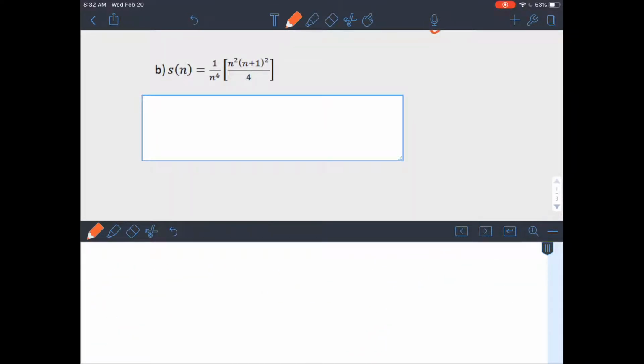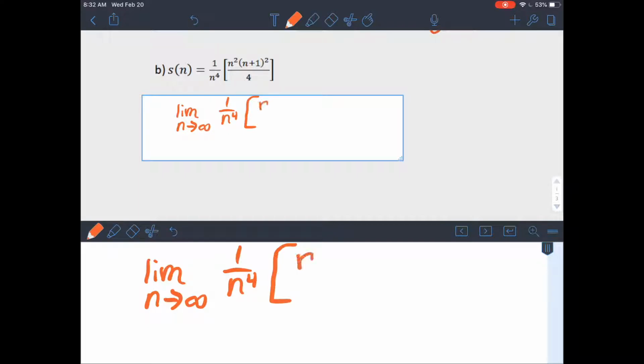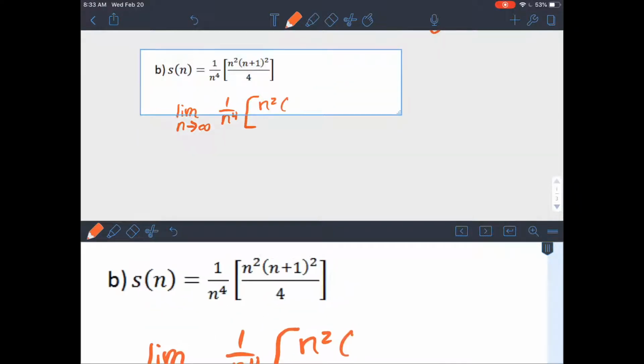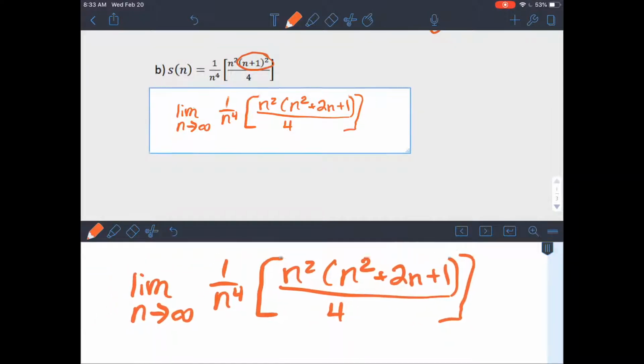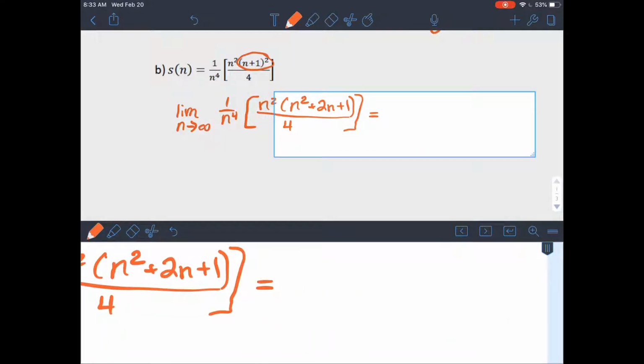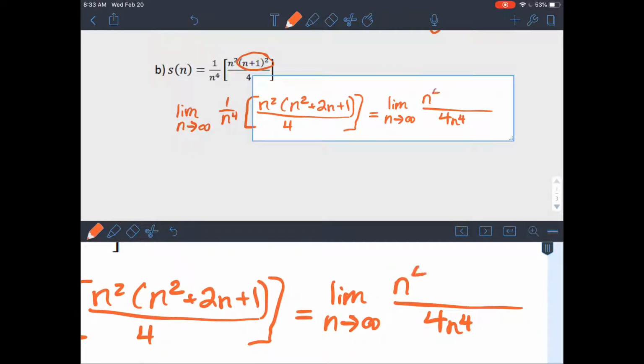So taking limits is a big part of finding sums for infinite series. All right, same idea, just a little bit messier. So I'm going to multiply that n plus 1 times itself while I'm rewriting. N squared plus 2n plus 1. And then multiply things together. You're going to end up with the limit as n approaches infinity of n to the fourth plus 2n cubed plus n squared all over 4n to the fourth.